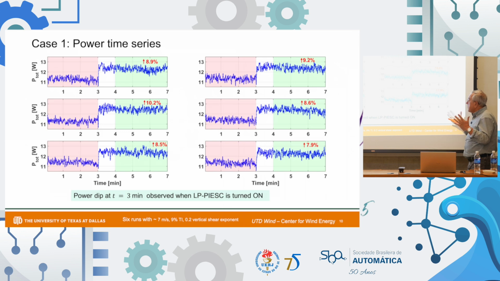So again, nothing surprising. Power goes up, and the green area is where we do the averaging that gave the numbers for the chart that I showed before, and the pink area gives the no yaw control power.